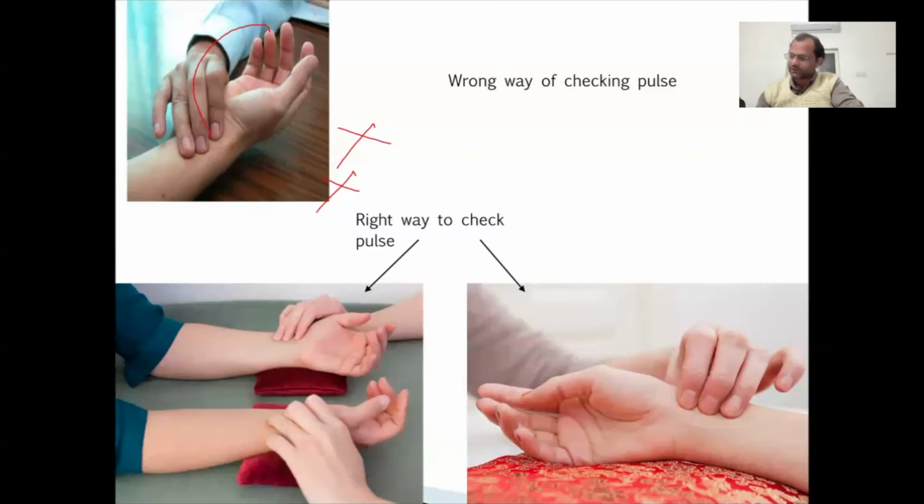The right way, either you hold like this or you hold like this. In TCM, we are holding both hand pulse. We are holding from the radial side.